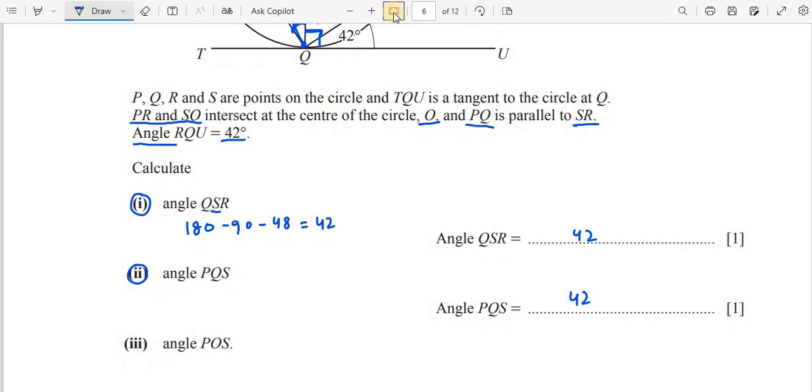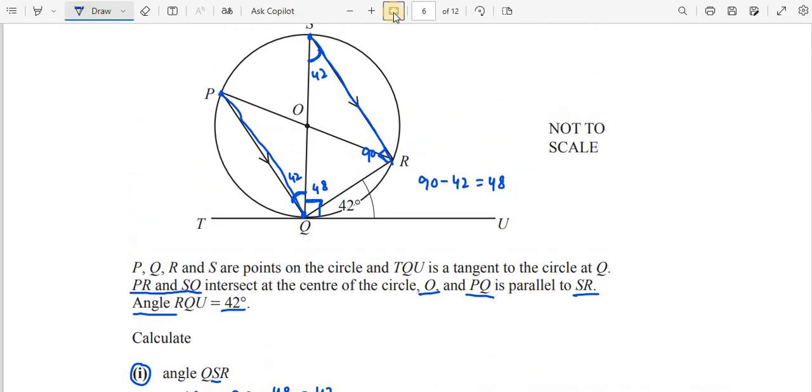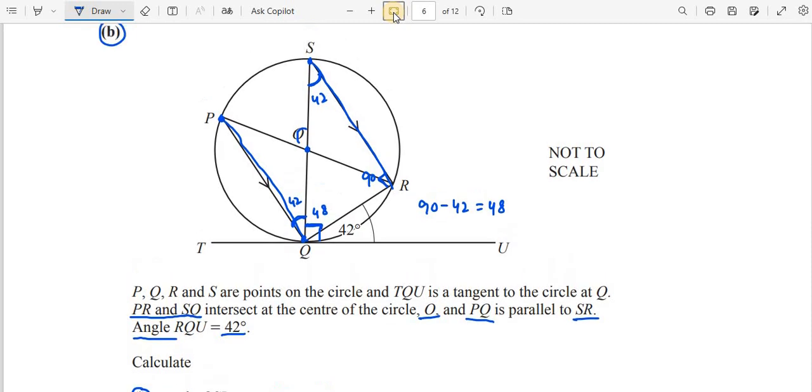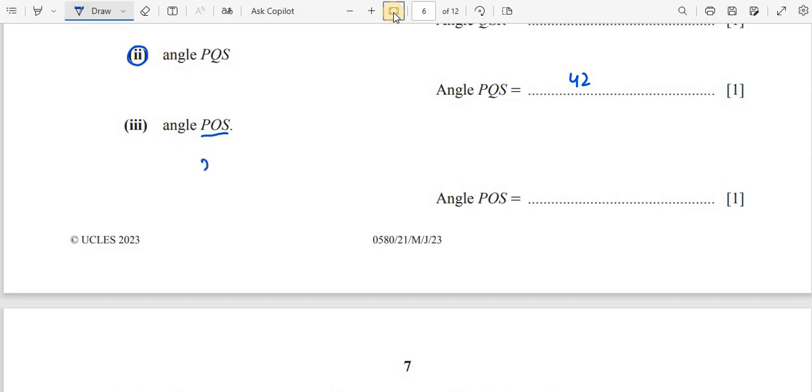Now find angle POS, this angle. We know that this is a central angle. The central angle is double the circumference angle. So this is the circumference angle, and a central angle is always double. So 2 multiplied by 42 is equal to 84 degrees.